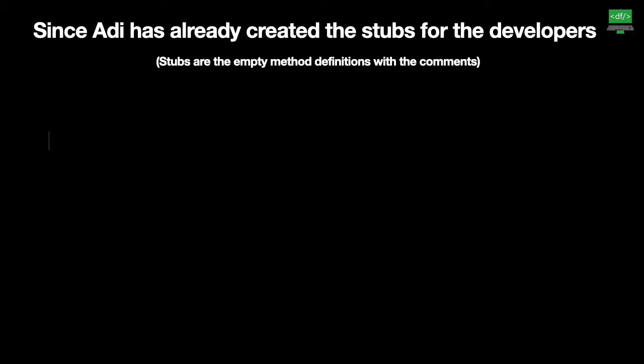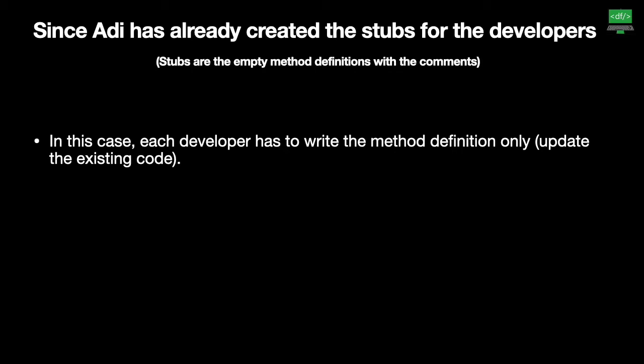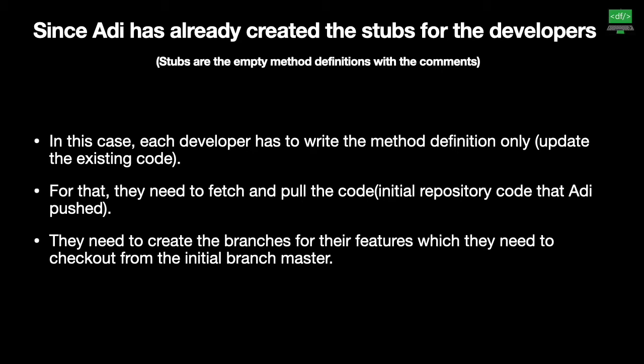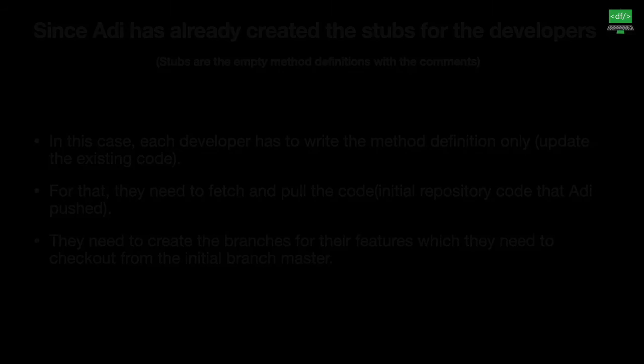Our manager Adi has already pushed the initial version of code on the master branch with stubs for the features: addition, subtraction, multiplication, and division. Stubs are the empty method definitions.